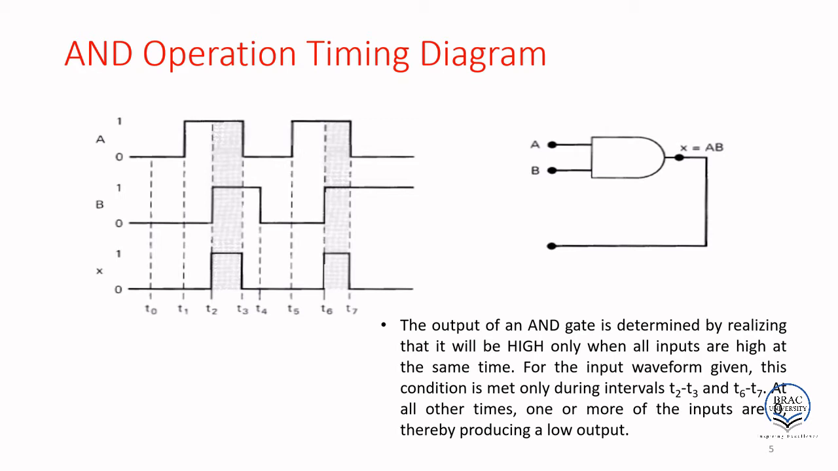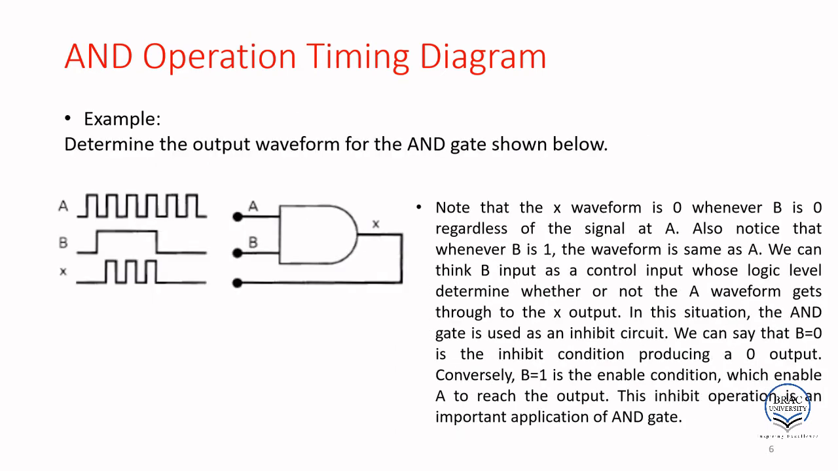I'm not going into detail because I think you will understand it from the previous concept. This is the typical AND gate. For the timing diagram, I suggest you try to determine it by yourself. If not, then we will discuss it in the class.